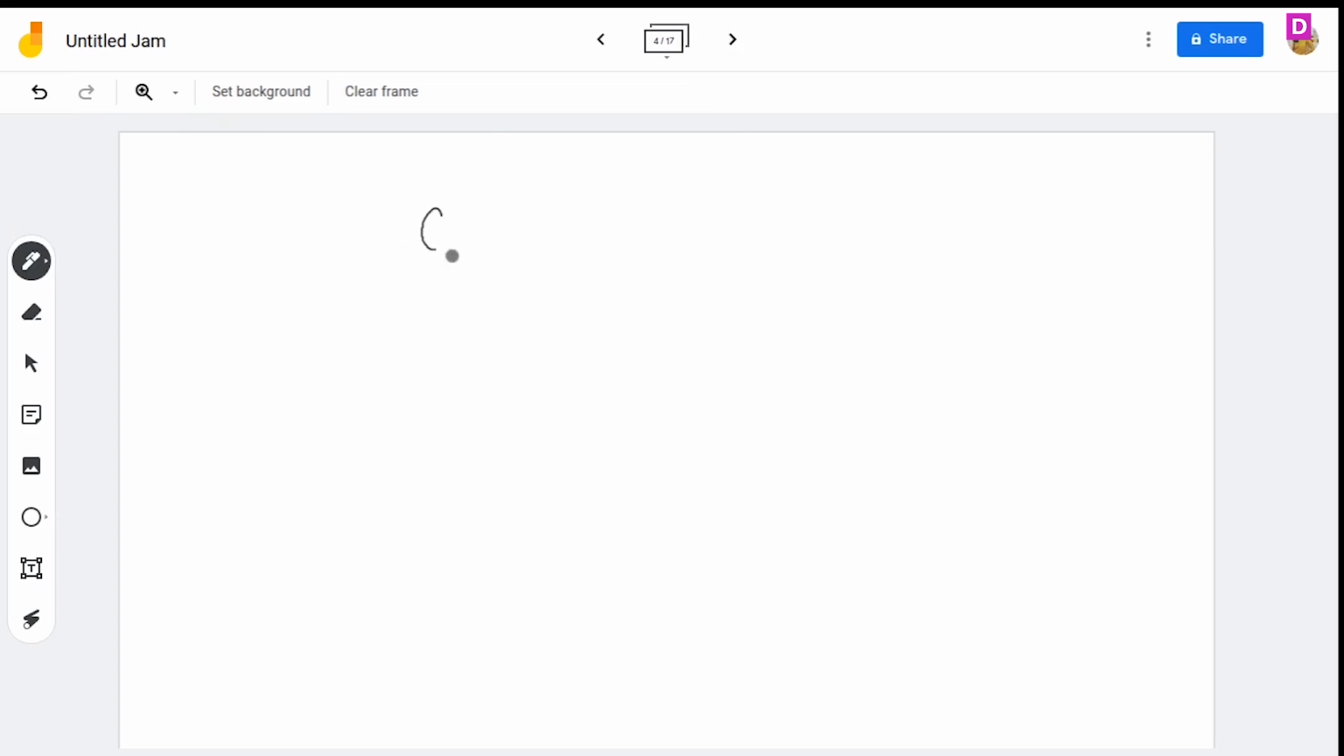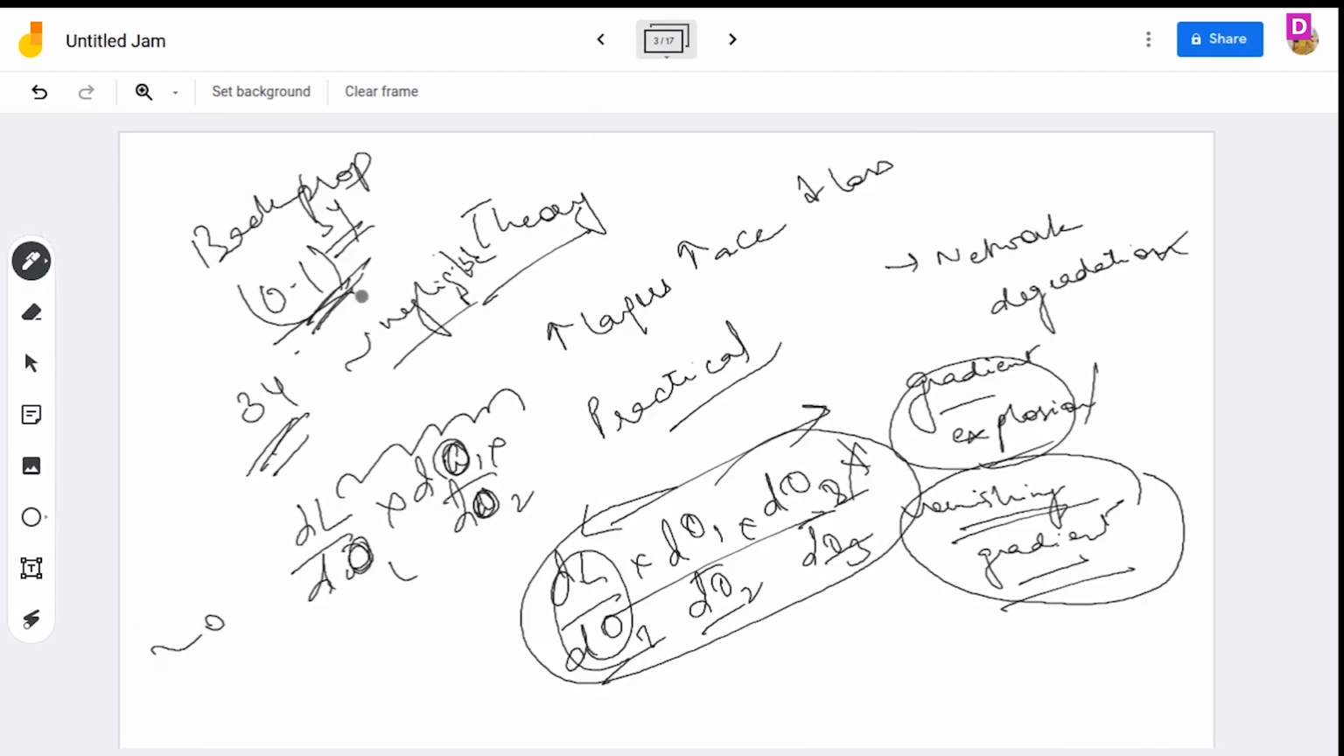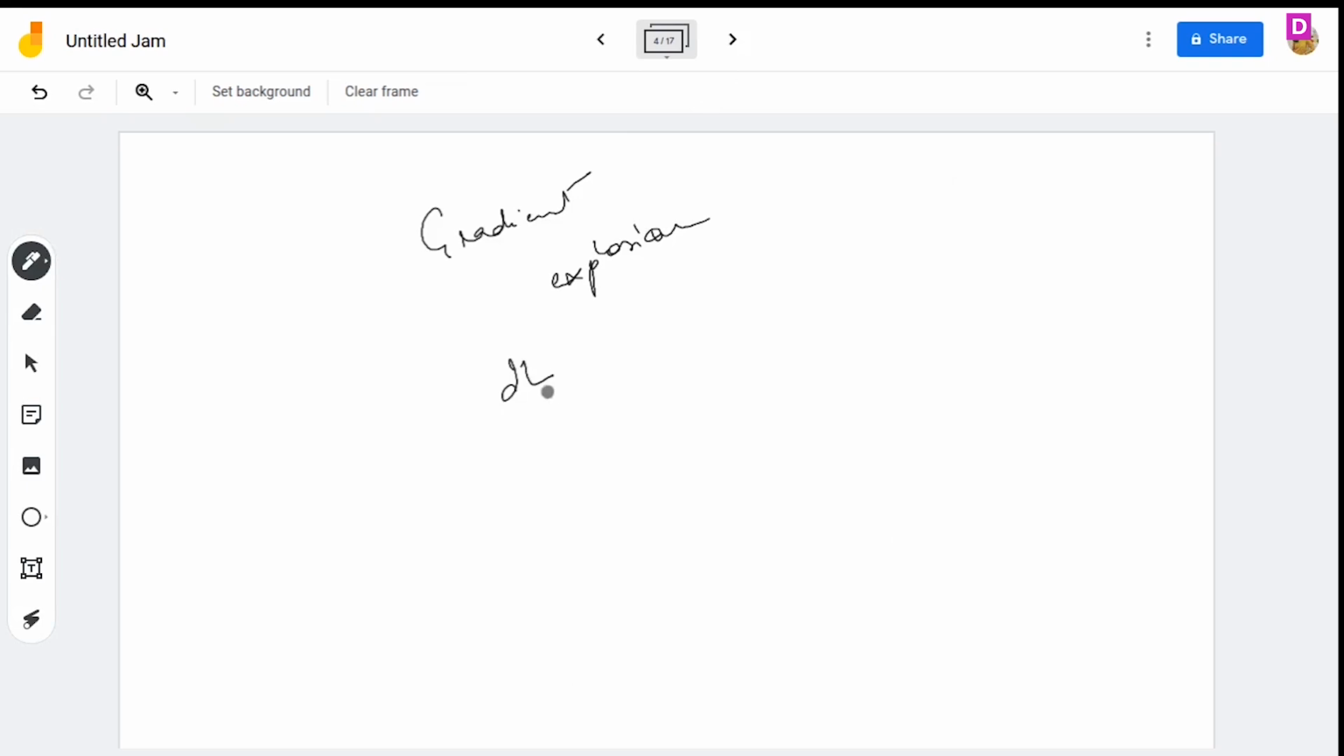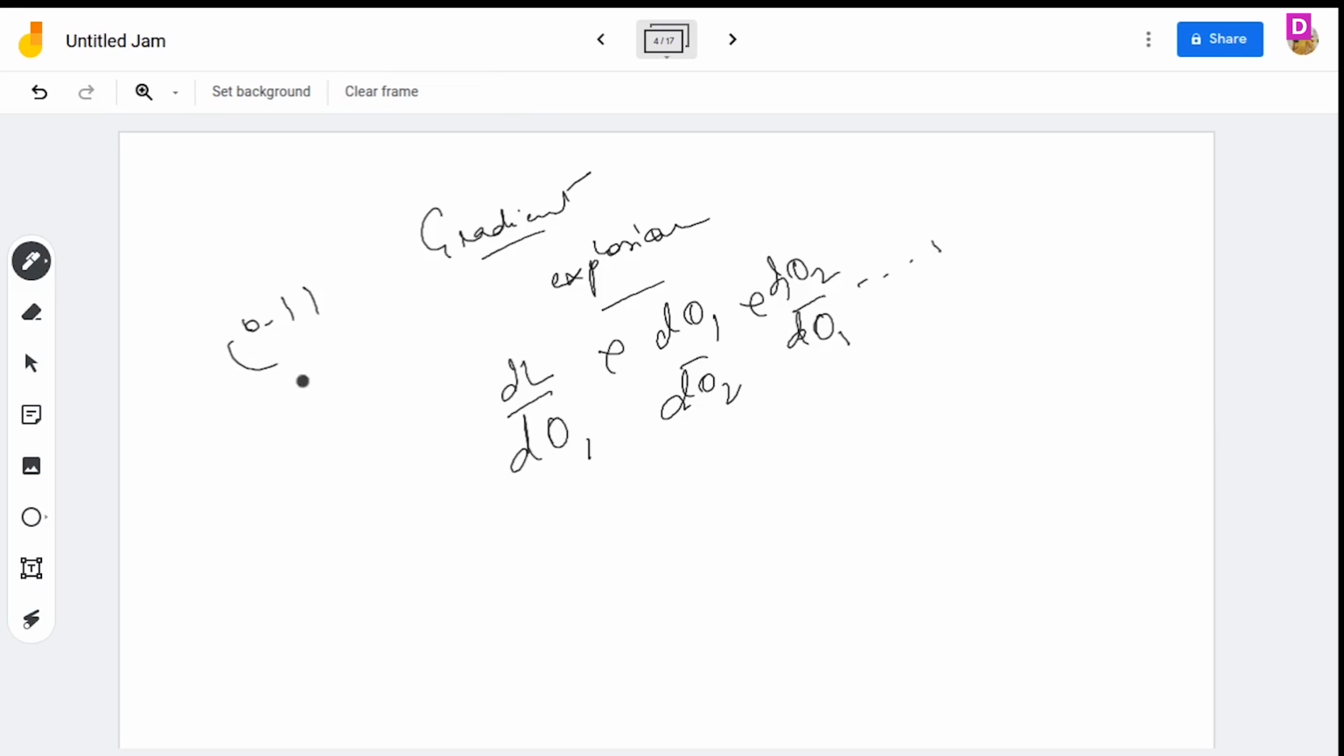So what gradient explosion means is that the gradient becomes very large. Let's say here it was 0.1, you have the same thing, dL by dO1 into dO1 by dO2, dO2 by dO3 and so on, right? So suppose instead of 0.1, we have 2 as the update value. Now 2 to the power 34 is very big, a very large value, right? So what will happen in that case is the gradient will go very high.